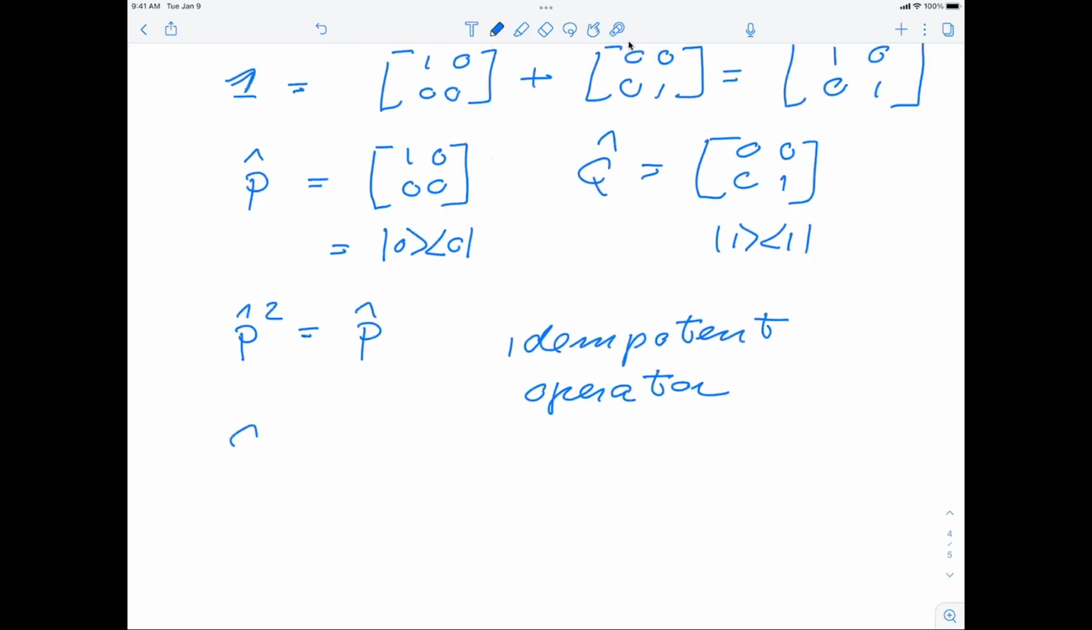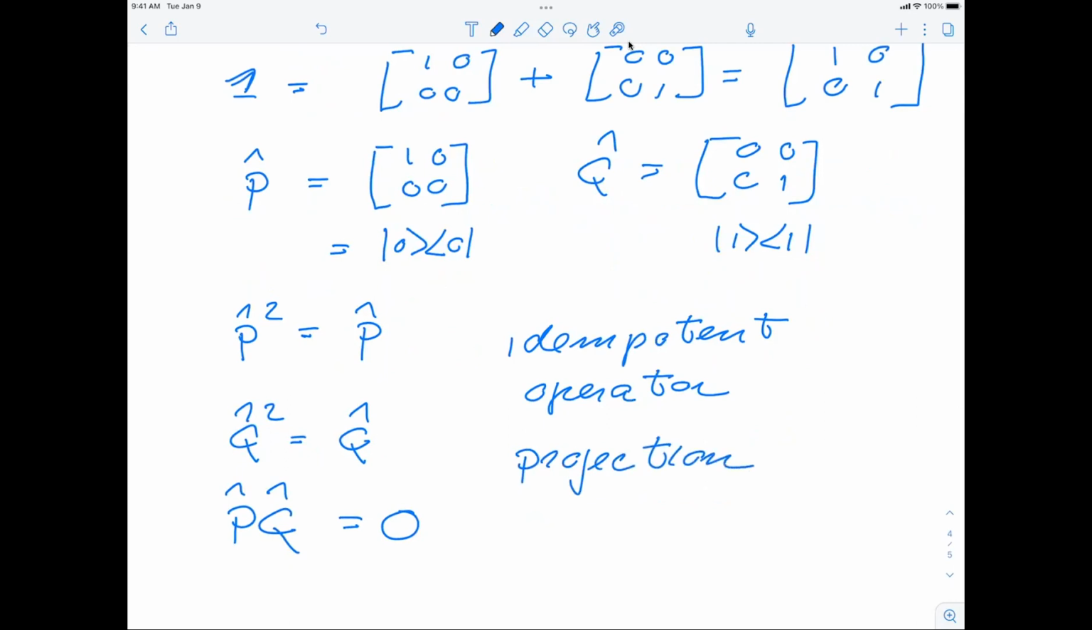And then you will also see now that Q squared is equal to Q. So that has the same property. And it's also easy to see when you multiply these matrices with each other, P times Q is equal to 0. So these spaces are orthogonal to each other. So we are going to call these projection operators, and you're going to see why they are projection operators.